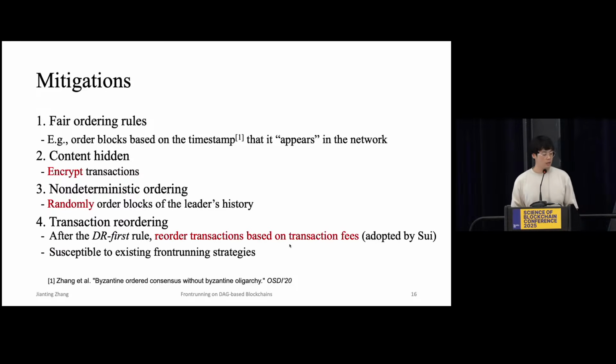Last but not least, you can reorder transactions after performing the block ordering rule. For example, in the current Sui network, they reorder the transactions based on the transaction fees after a replica performs the block ordering rule. However, such reordering strategies are susceptible to existing front-running strategies. For example, the malicious replicas can participate in the fee auctions, and by setting higher fees, they can make sure their transaction is ordered first.